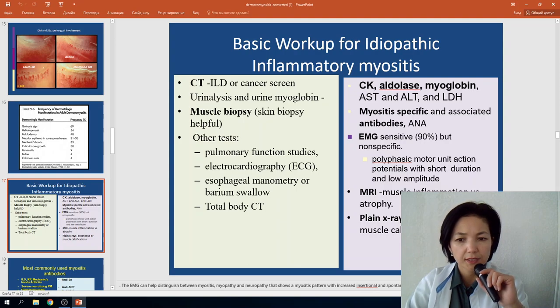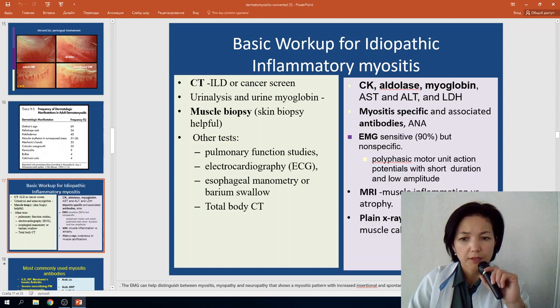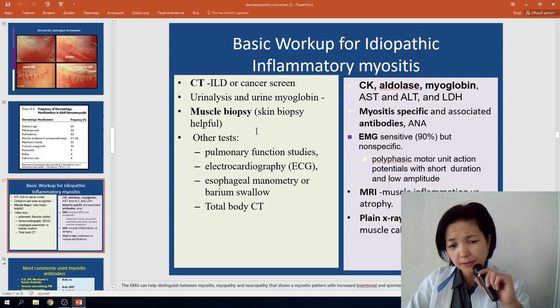How can we investigate, make a diagnosis and get evidence? You see here CT scan. Of course urine analysis, urine myoglobin level, and of course muscle or skin biopsy plays a very important role. And other tests, of course, such as pulmonary function studies, electrocardiography, esophageal manometry, total body CT scan. Why do we need this kind of investigation? Because we know polymyositis, dermatomyositis.